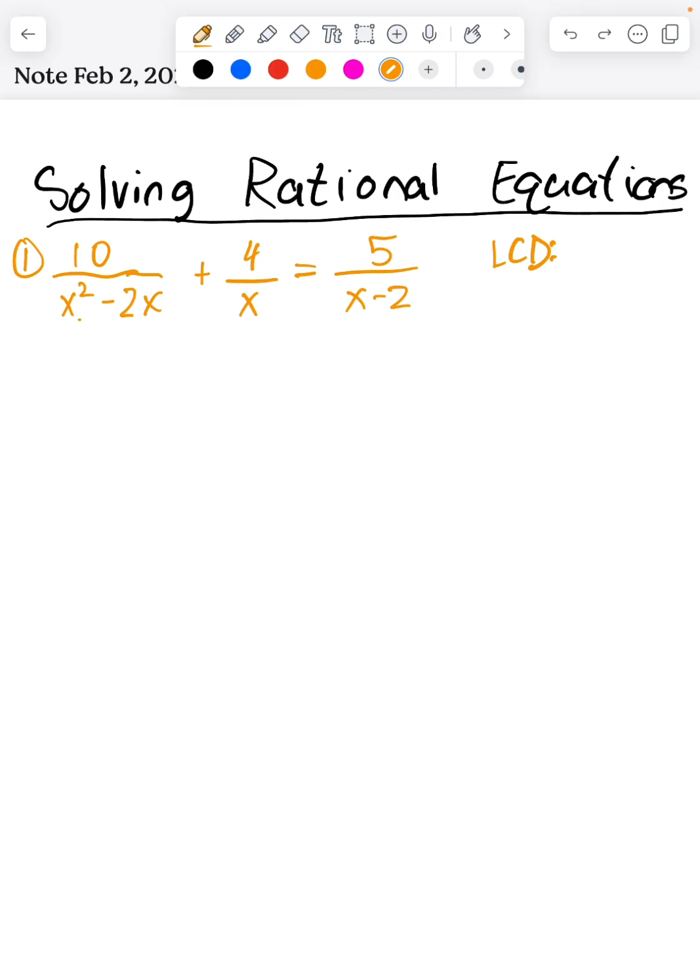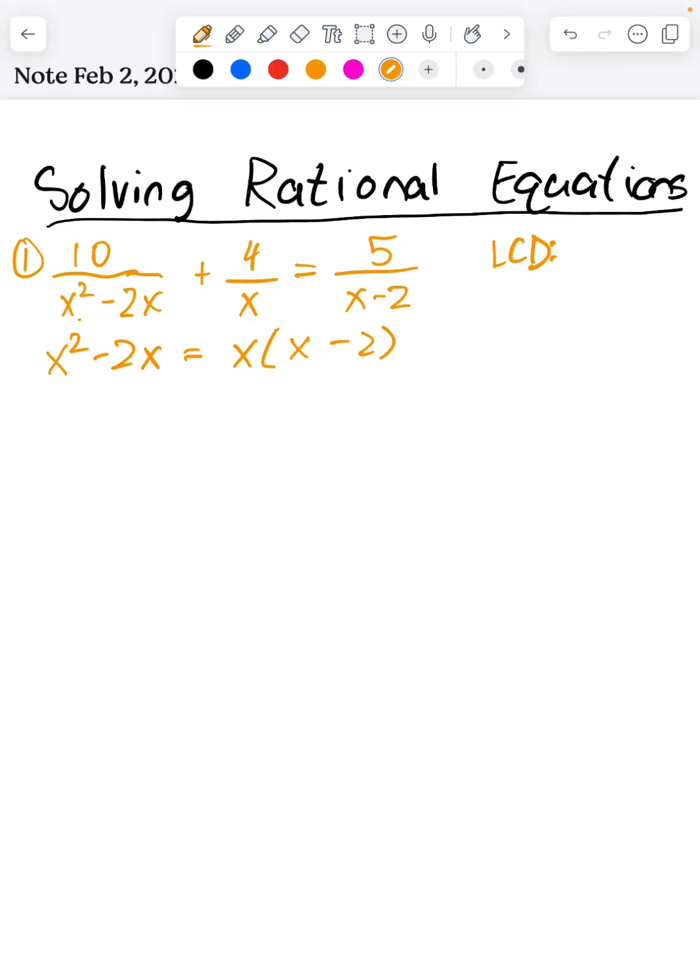So let's factor this, x squared minus 2x. They both share an x, so I'm taking out an x from both: x times x minus 2. x times x is x squared, and x times minus 2 is minus 2x. So this is the factored form. And what do you know?